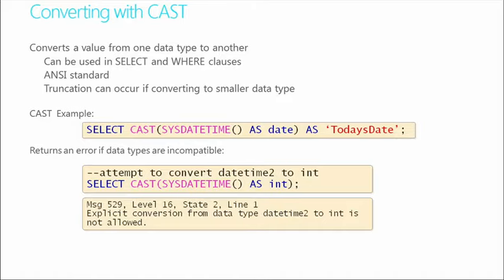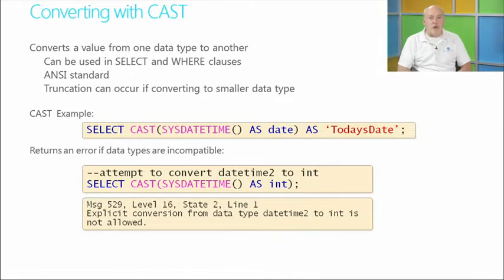It can return an error if the data types are incompatible. So if I'm doing a SELECT CAST of SYSDATETIME and I want to return that as an integer, we're going to get a little bit of feedback on that: explicit conversion from data type to int is not allowed. So again, you can convert different columns or data types, but not everything is convertible to every other data type. You have to be aware of what can be converted from one data type to another, and understand what those are before you start trying to use the CAST or CONVERT commands for performing those conversions.